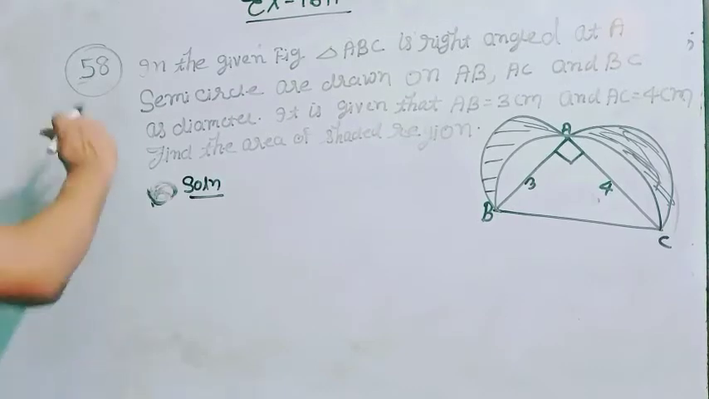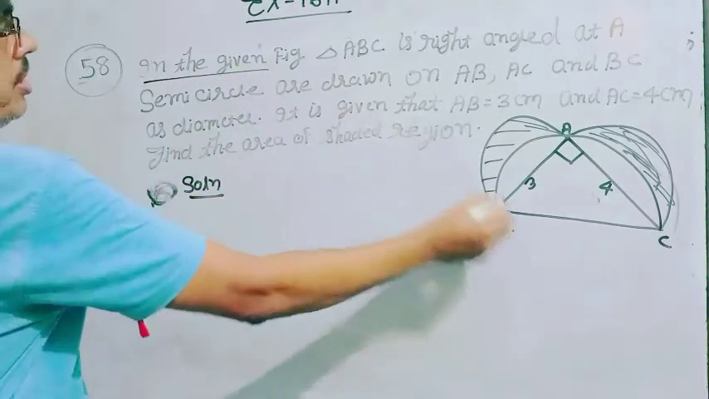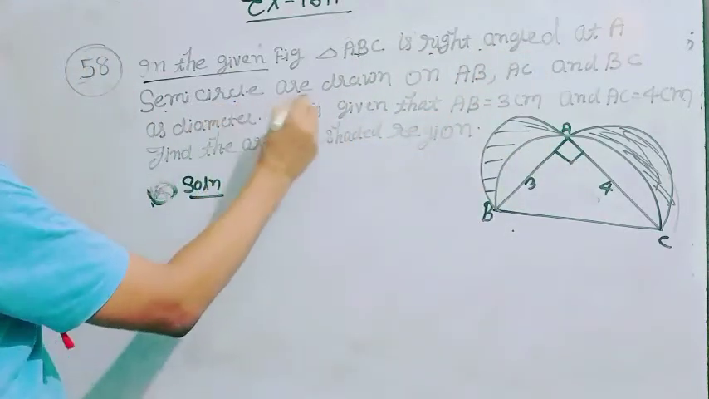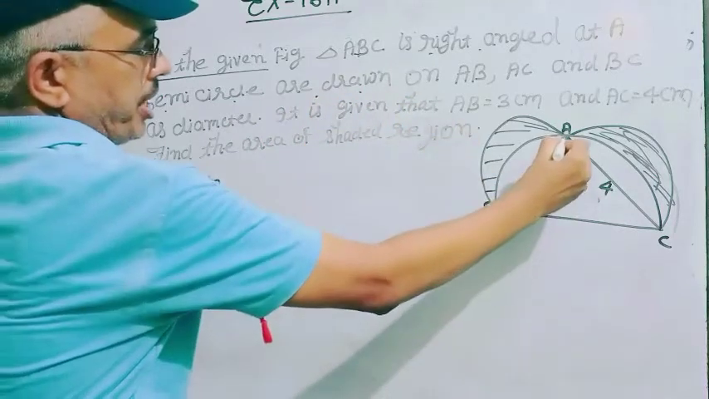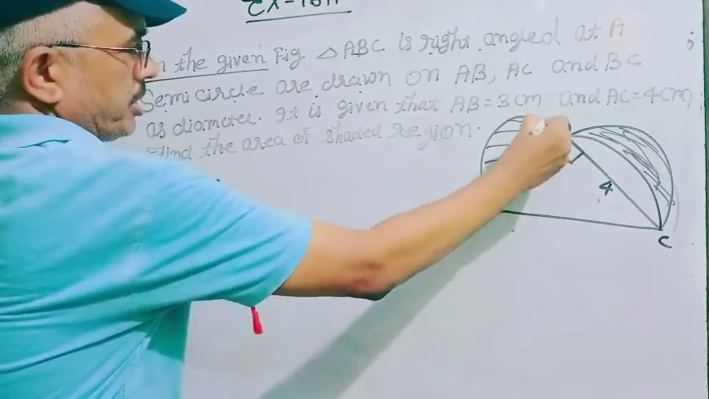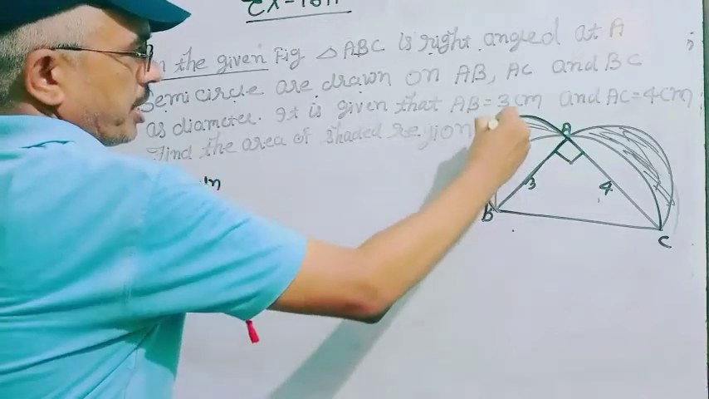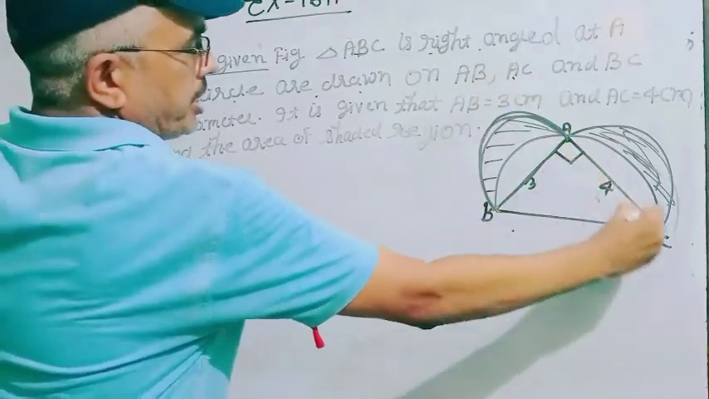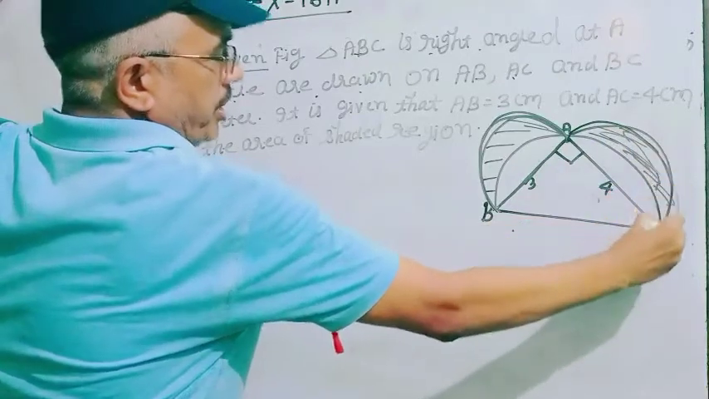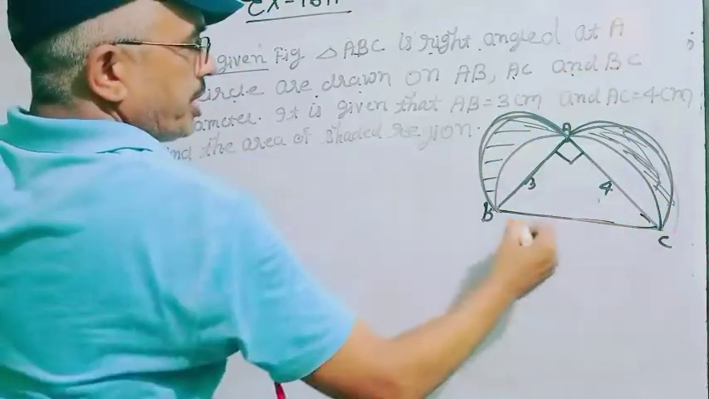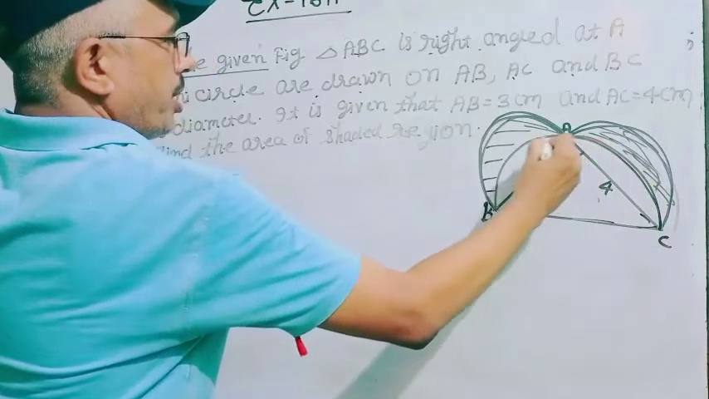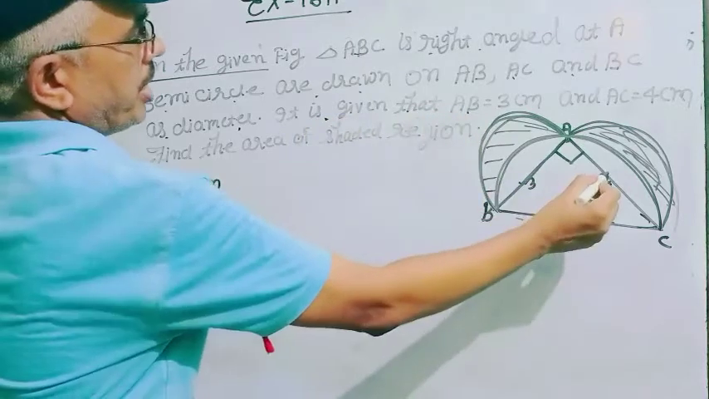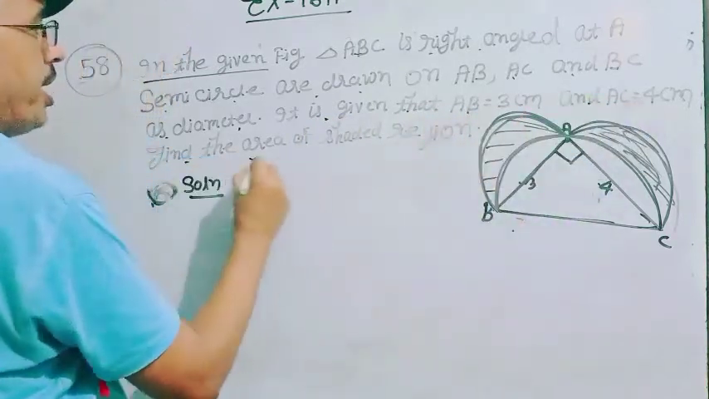Now see question number 58. In the given figure, triangle ABC is right angled at A. Semicircles are drawn on AB. Here is AB, and one semicircle is drawn here, whose diameter is AB. And here is AC, then one semicircle is drawn here. And BC there, the next semicircle is drawn there, as a diameter. It is given that AB is 3, AC is 4. Find the area of the shaded region.